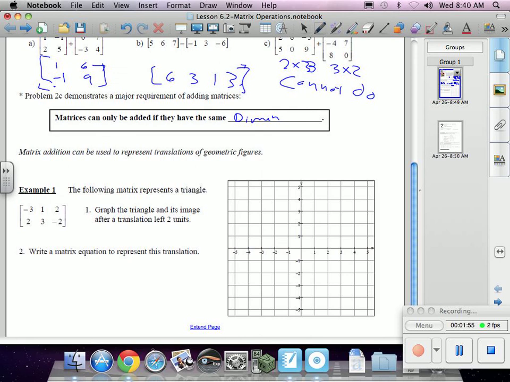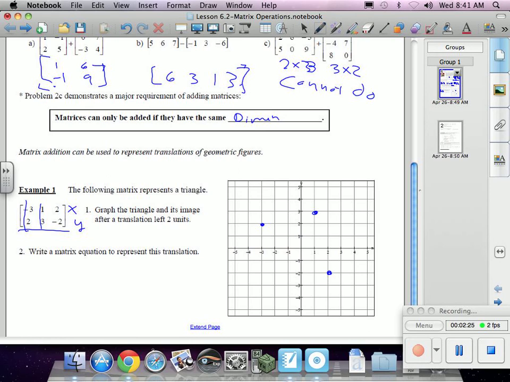So we have this geometric figure here. And remember that this is the x coordinates and this is the y coordinates. So this would be 1 point, this would be 1 point, this would be another point, this would be a third point, okay? And so we can graph those. -3, 2, right? 1, 3, and 2, -2. We have our triangle.